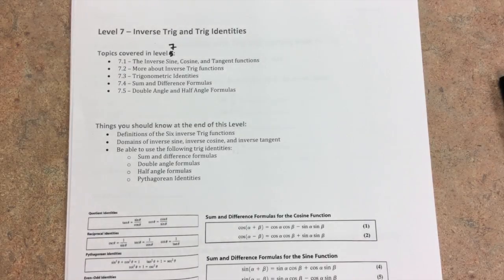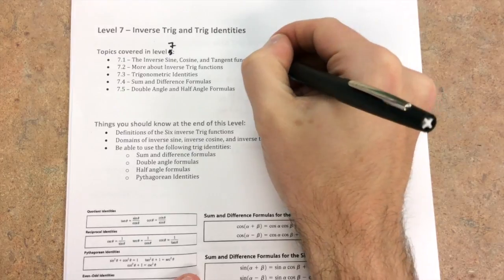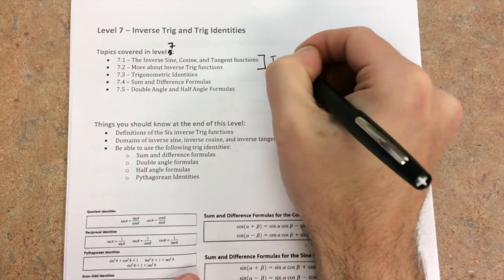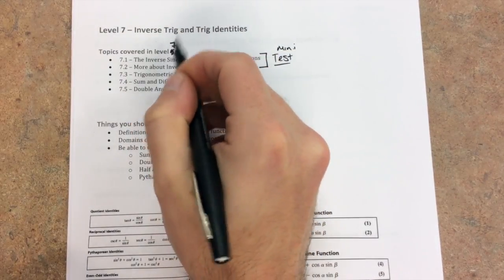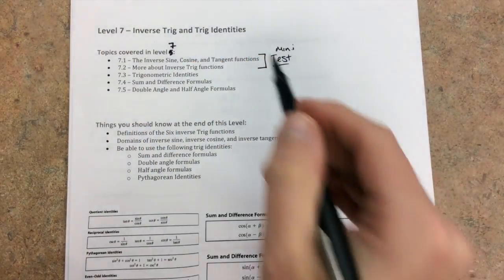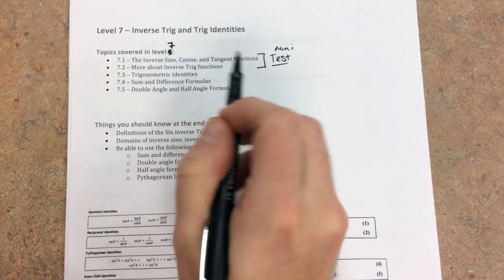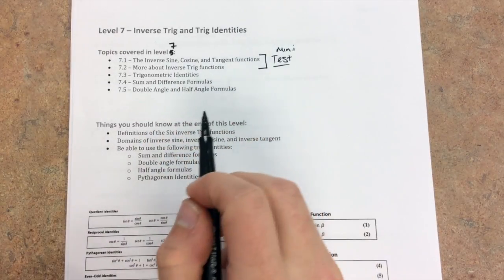So level 7, we're going to be talking all about inverse trig functions. That's the first half, and then the second half is trig identities, and we're going to be doing a lot of proofs. If you see this layout, the first two sections we're going to divide up and call a mini test. On 7.1 and 7.2, sorry that this says level 6, I changed that to level 7. Okay, so we'll have a mini test on inverse sine, cosine, tangent, and how we use them.